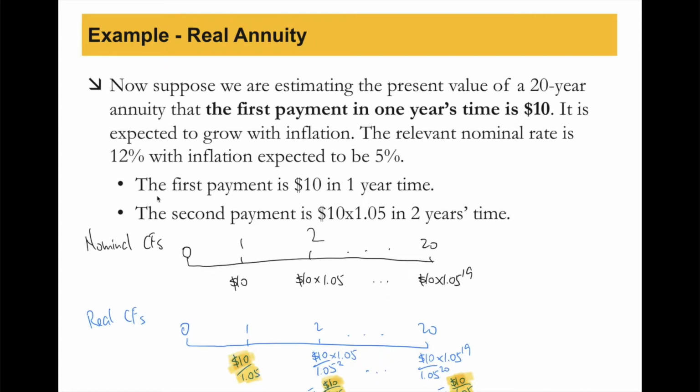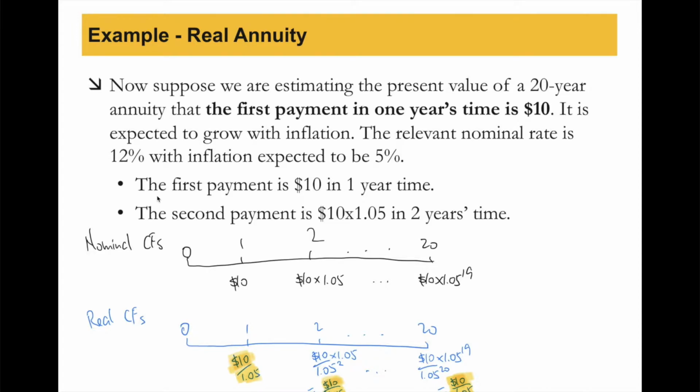Now suppose we are estimating the present value of a 20-year annuity where the first payment in 1 year's time is $10. It is expected to grow with inflation. The relevant nominal interest rate is 12%, with inflation expected to be 5%, both expressed per year. So the first payment is $10 in 1 year's time. The second payment will be $10 times 1.05 in 2 years' time.